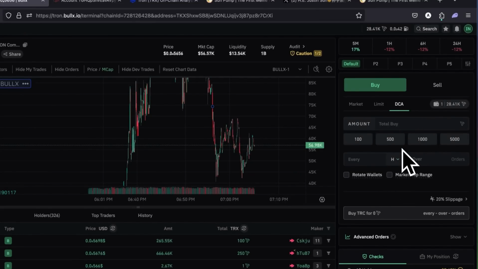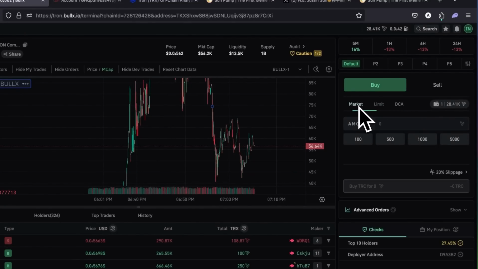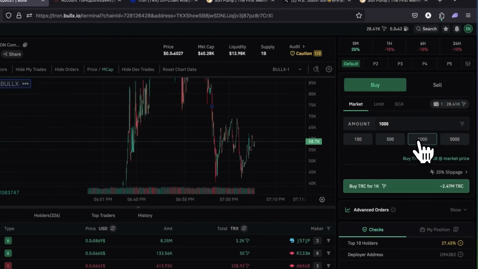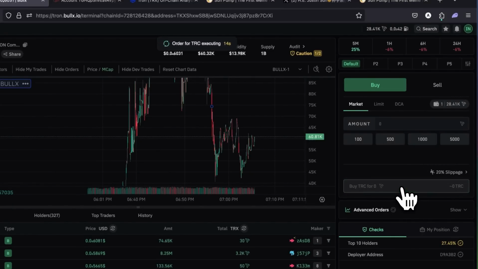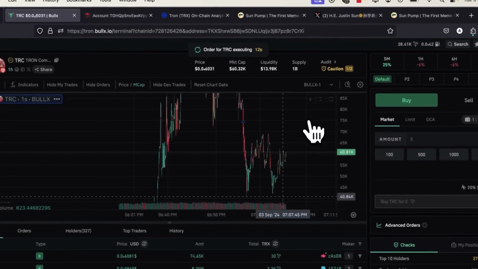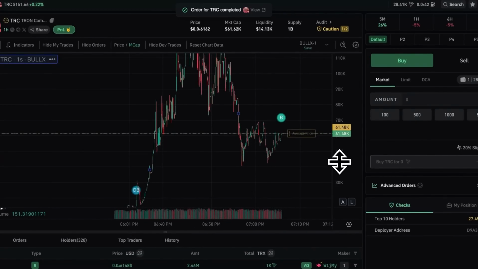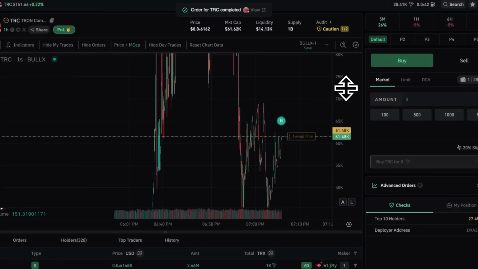You can also do DCAs, which I haven't really dived into. Most of all, I use market buys. You just simply press the amount of Tron that you want to buy, and you click buy, and it's going to execute the order. So next, what do we have here? As you can see right now, it shows your average entry price.